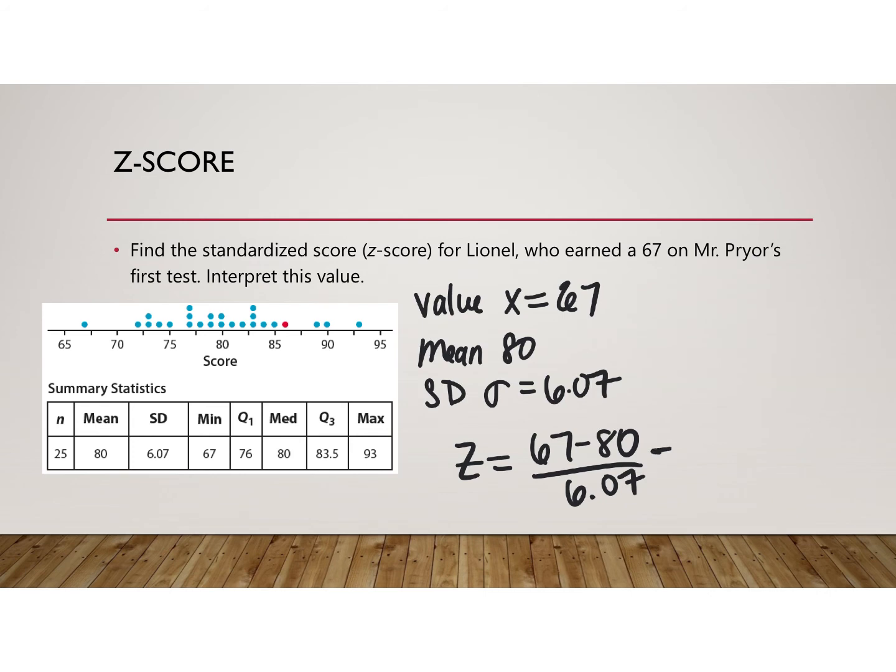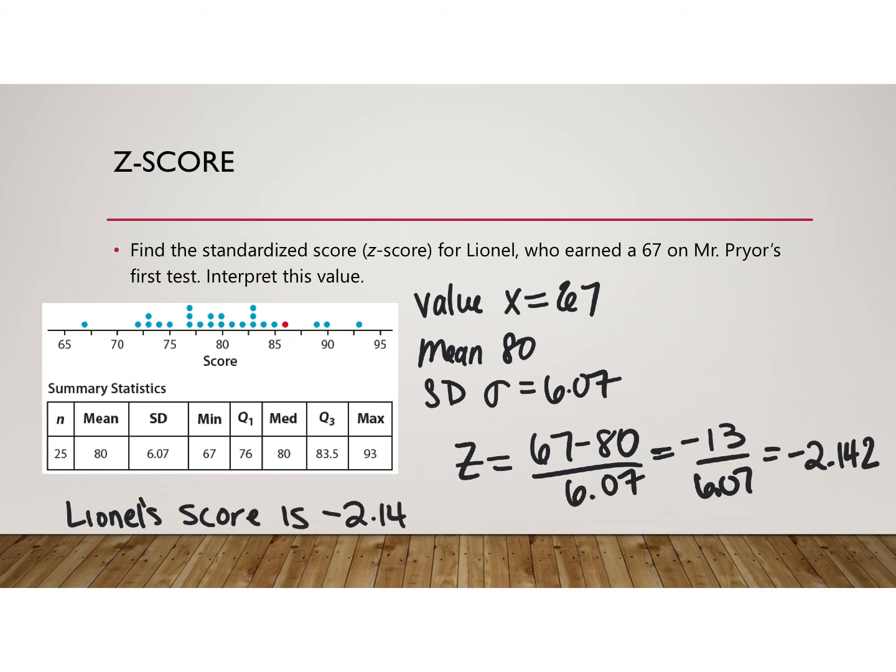Gentlemen, that's negative 13 divided by 6.07, which is negative 2.142, right? Because it's 1, the 6 rounds the 1 up. So how do we interpret? Lionel's score is negative 2.142 standard deviations from the mean.